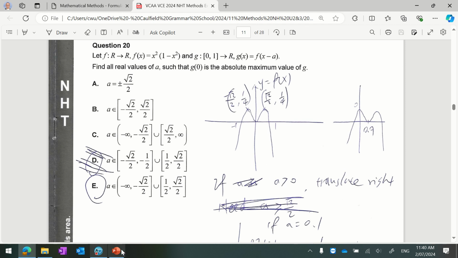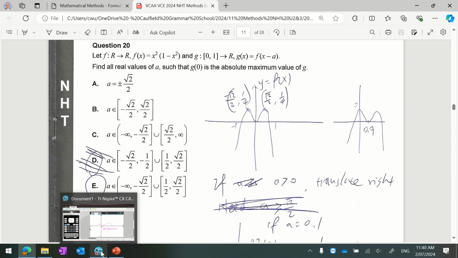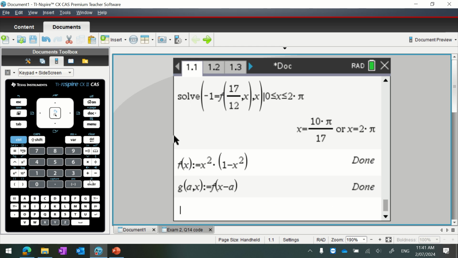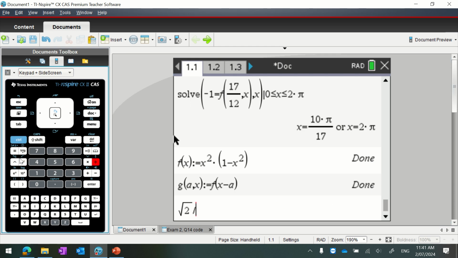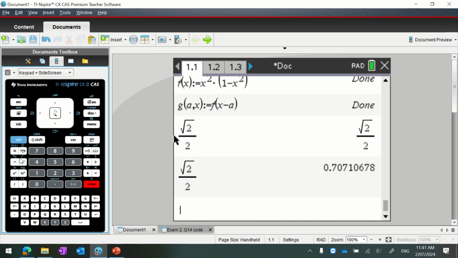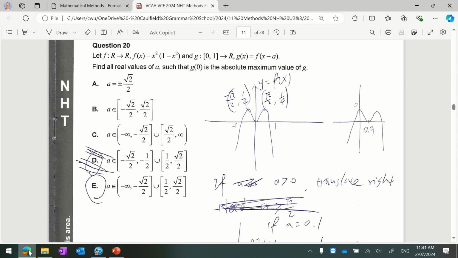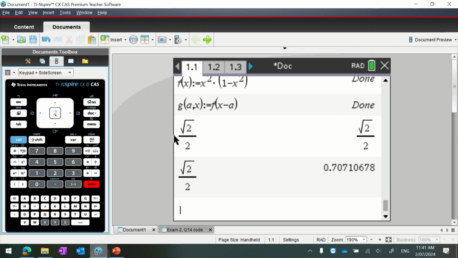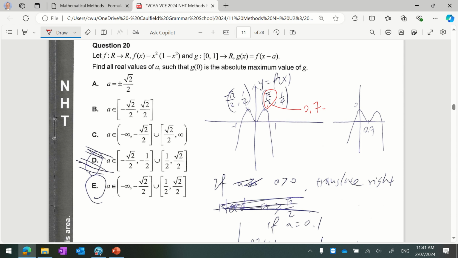Also, it would be nice if you knew the decimal value for the x value of the turning point: root 2 on 2. So let's do that. Root 2 on 2 is roughly 0.7071. Let's write that down. That would be nice to have when we check our a value.